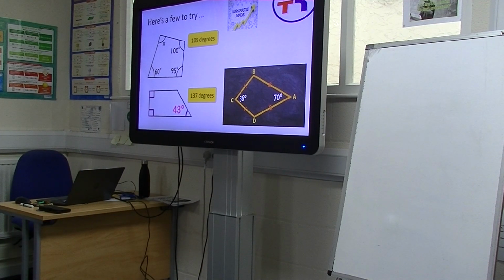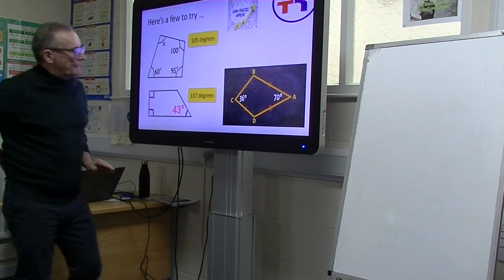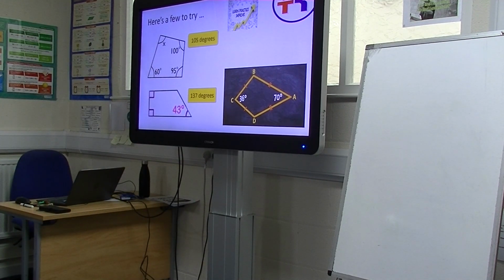But looking at that shape, has it got a line of symmetry, do we think? It's got two lines of symmetry, isn't it? Across there and down there. So that means B and D are going to be the same size, surely. 127. Yeah, 127.